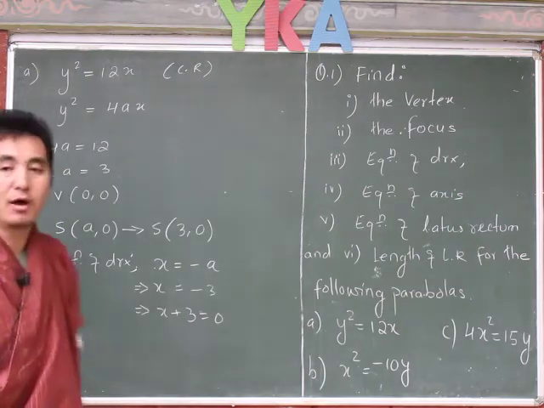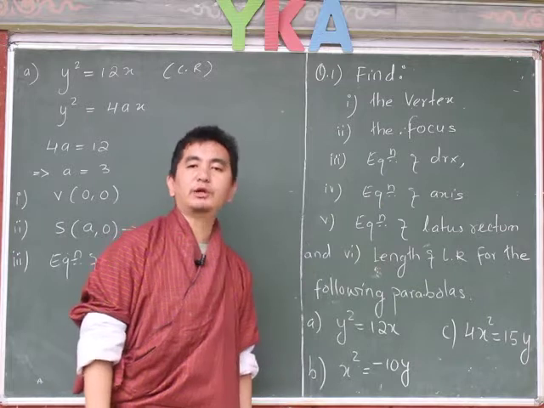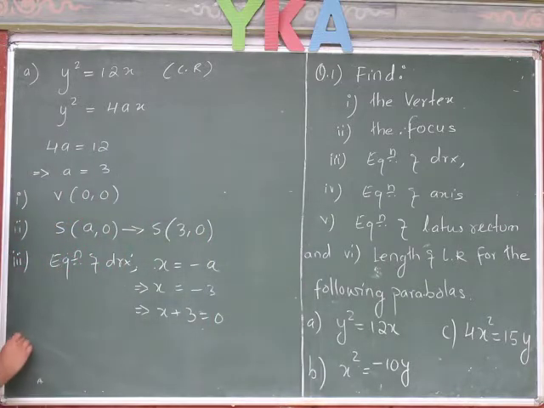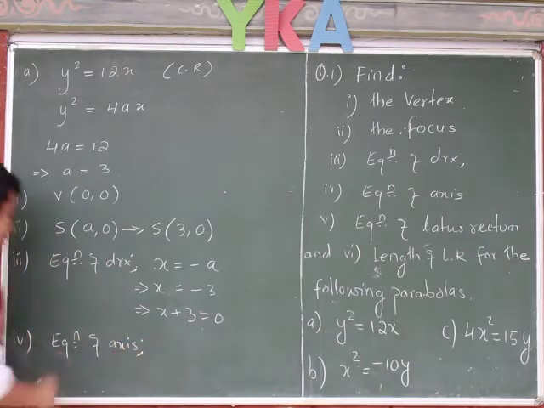That's the equation of directrix. Now next one, let's go with the equation of axis now. Number 4, equation of axis. So what's the equation of axis?